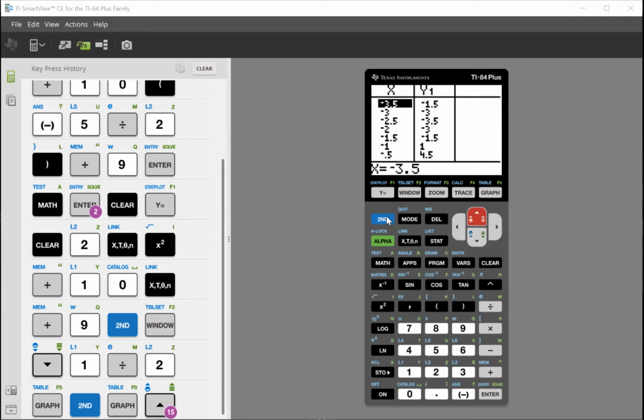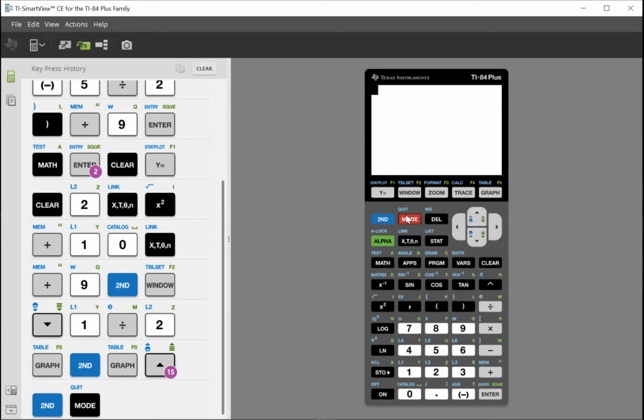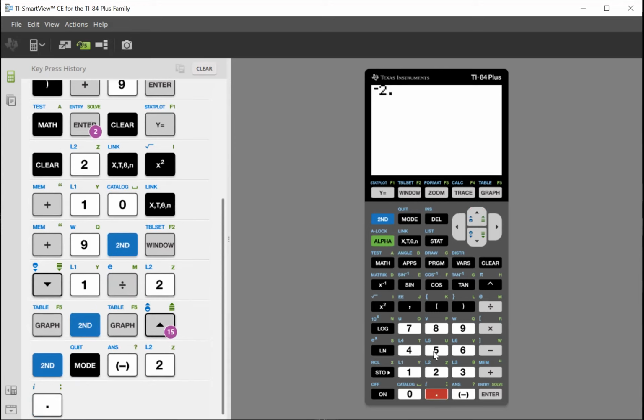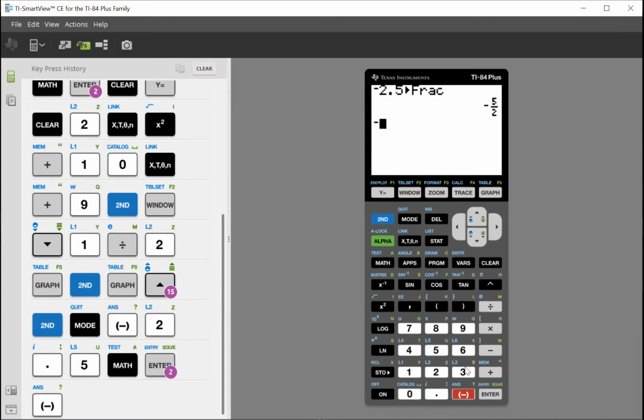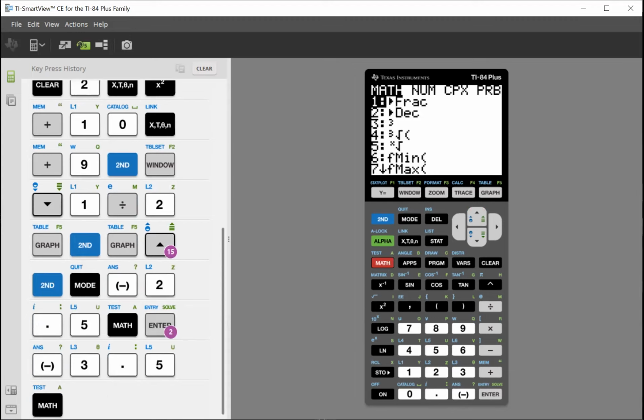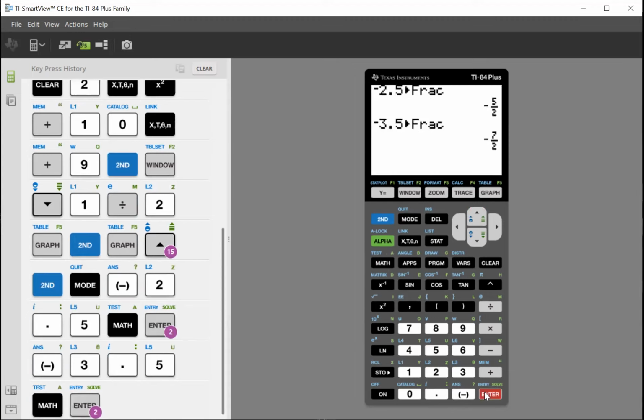And if you'll go back into the main screen, and punch in negative 2.5 and hit math and enter twice, there's your negative 5/2. And then come in and put your negative 3.5 and then hit math and enter twice. That's going to give you the negative 7/2. So y'all with me on that?